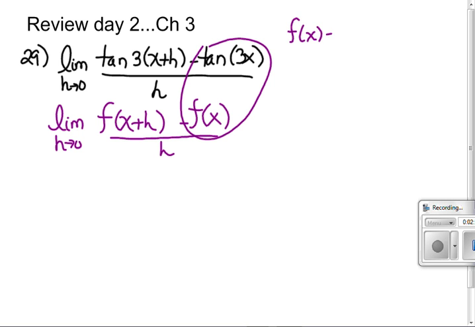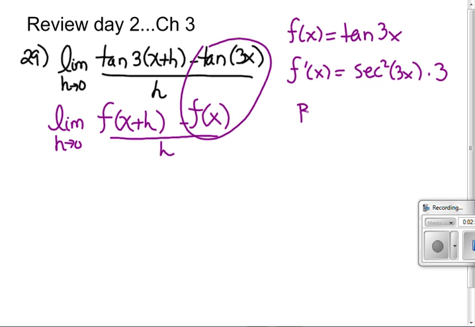So instead, I'm going to recognize what's my function. It's the tangent of 3x. And they're asking me to find the derivative of that. Well, what's the derivative of that? Secant squared of 3x times 3. They didn't give us any values, so that's answer B. That's the answer.